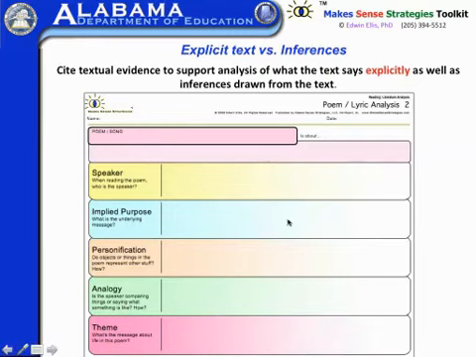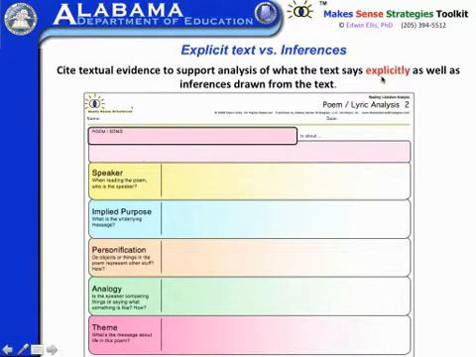And so the way this set is set up is you have a speaker. Who's the speaker? Who's reading the poem? Implied purpose. What's the underlying message? Personification. The objects or things in the poem represent other stuff, and how. An analogy. Is the speaker comparing things or saying what something is like, and how? And theme. What's the message about life?